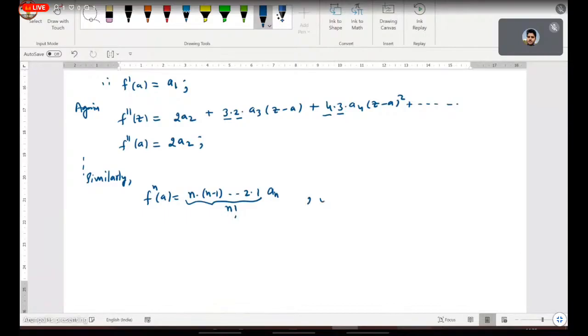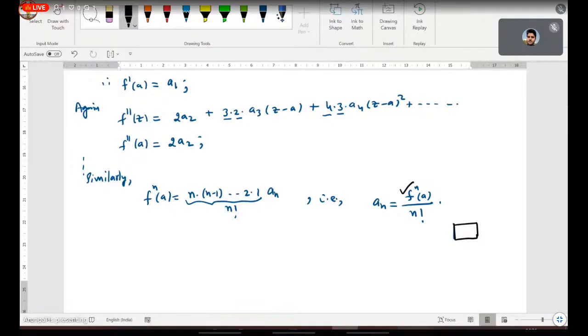So it means that the a n are coming out to be of the type f n at a divided by n factorial. And this is the last claim. Is this okay, class? Very easy to understand. So the coefficients are of this type. It means the coefficients of this power series you can determine with the help of the function.